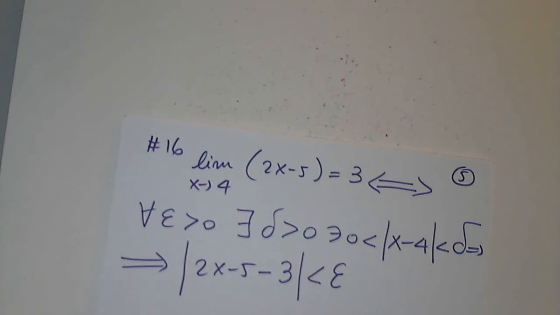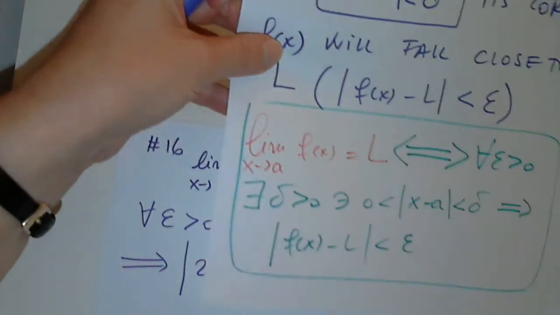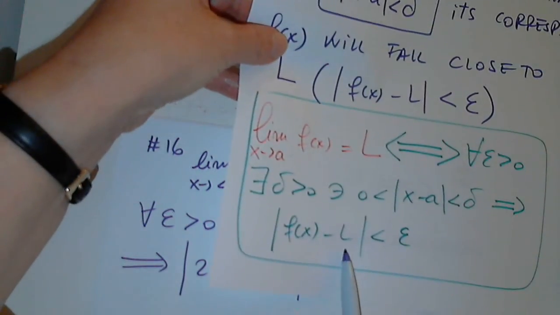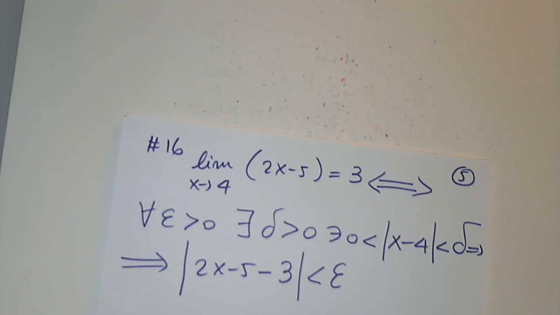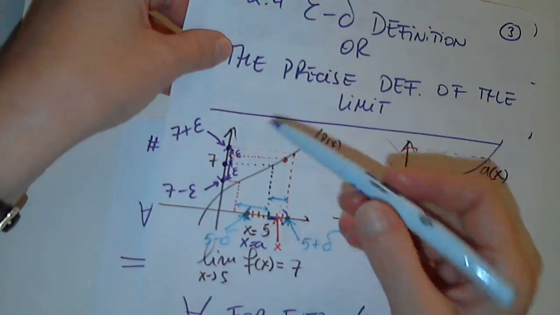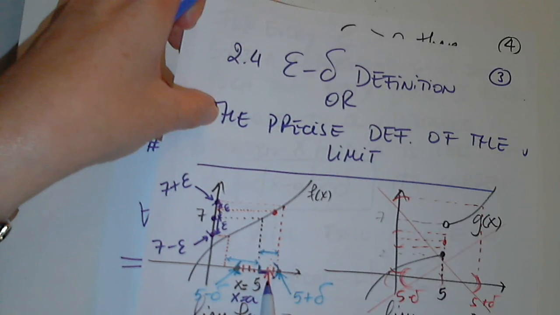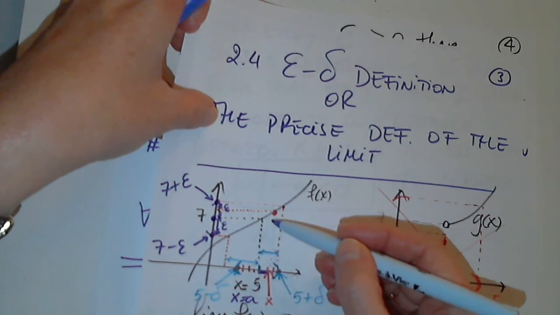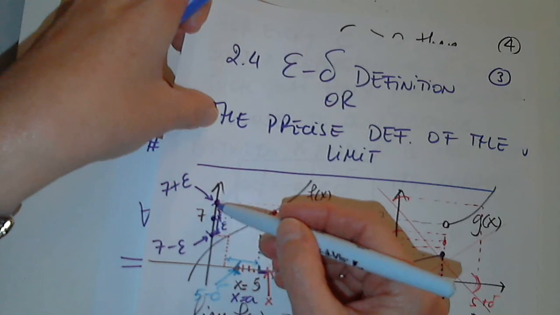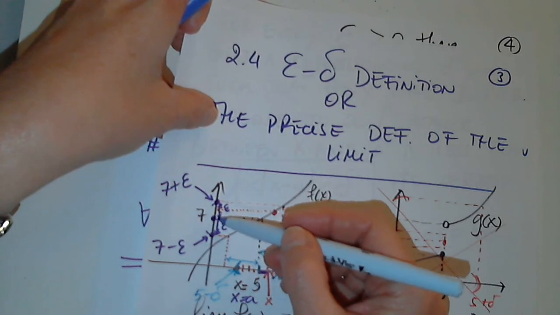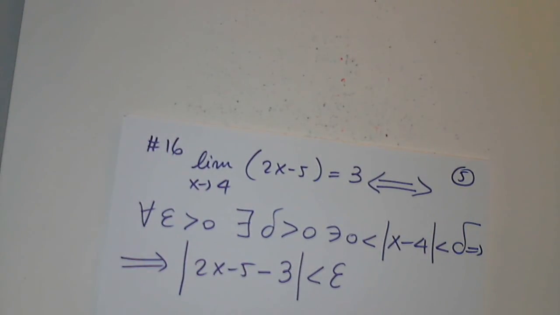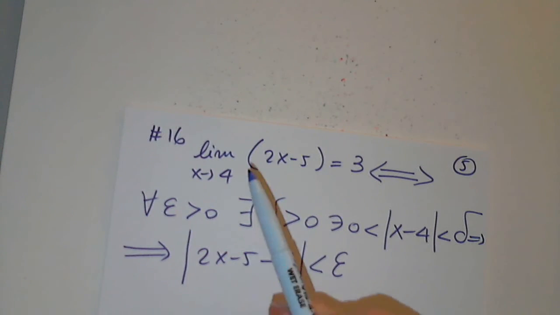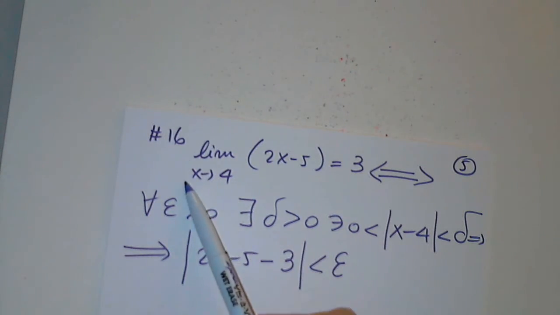I took this away too fast. Sorry. The function minus the limit less than epsilon, right? Because for every epsilon, I find the corresponding delta such that when I pick x here, the corresponding f of x will fall at a distance from 7, or in this case L, smaller than epsilon. Okay, so this is what we are trying to prove.